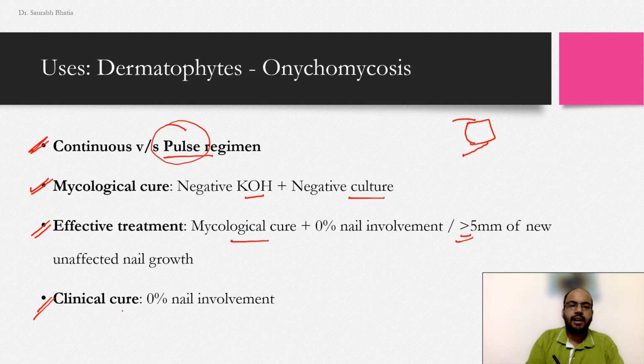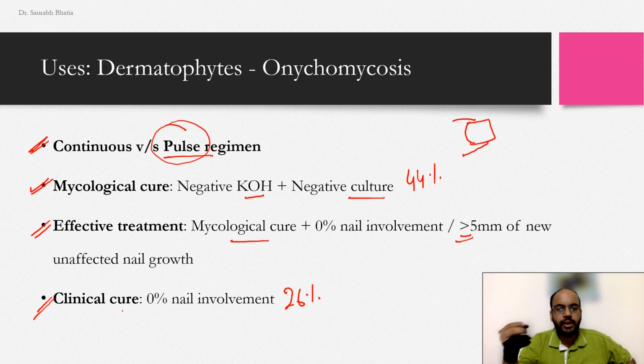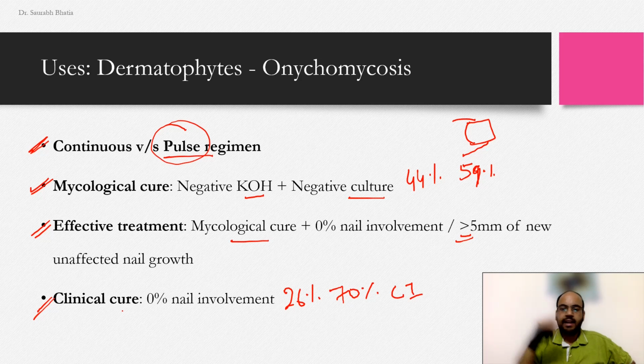Various studies, which usually take into account mycological cure and clinical cure, say that 44% of patients have mycological cure, while 26% have clinical cure with continuous itraconazole therapy. Other data says that mycological cure can be as high as 59%, while clinical cure can be as high as 70% with continuous itraconazole. But for onychomycosis, the pulse form is supposed to be much more effective, and the range is roughly 63% to 70%.